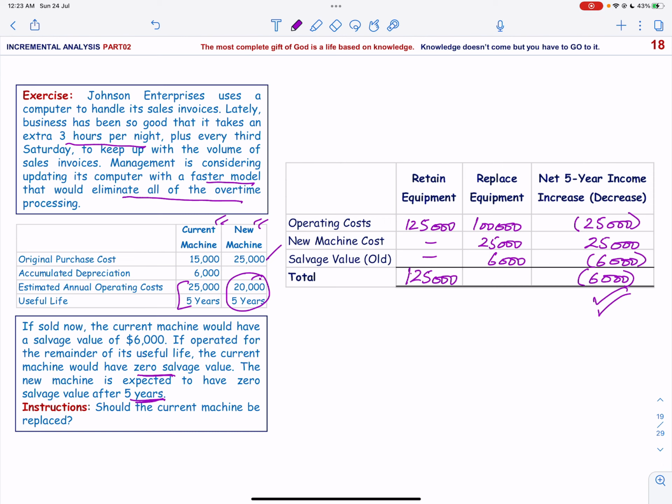Finally, let us look into how to apply incremental analysis in the case of eliminating an unprofitable segment or product decision.